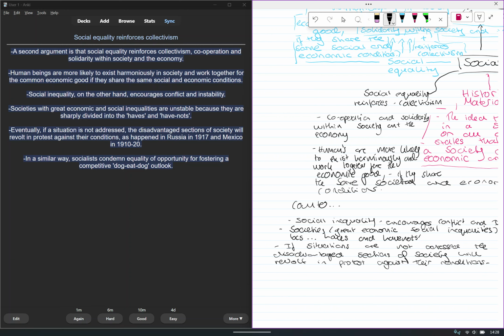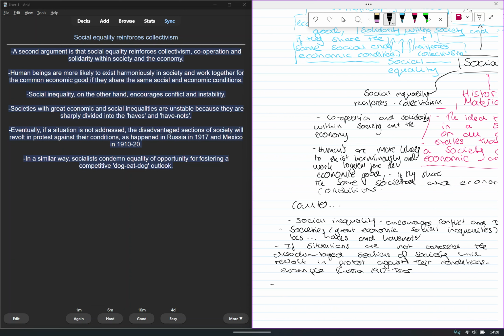For example, again, we're giving an example. I think the most key example will be Russia in 1917 with the Tsar. If you want to research more about that later, there's also Mexico, but I'm just going to stick to Russia in this one. Now we link back to the question.